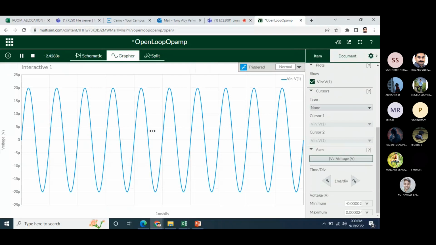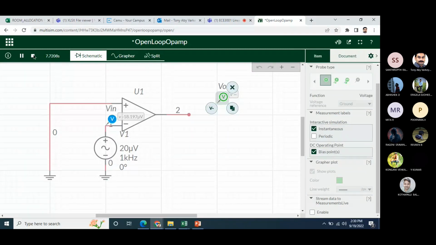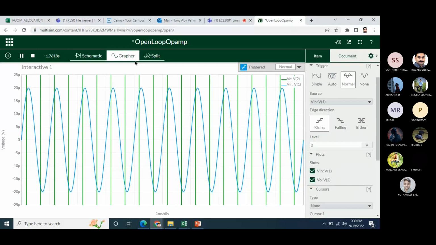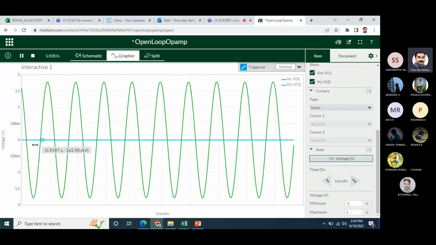See here, this is the input voltage, 20 microvolt, a very small voltage, and the output is a very high voltage. You can see this is the 20 volt. But you will not be able to see the input because it is a very small voltage. So that is what is happening.